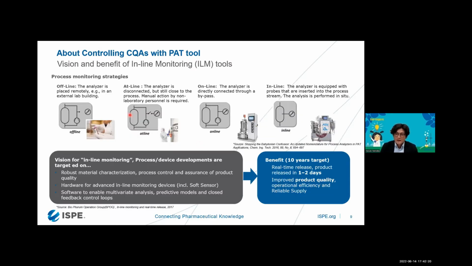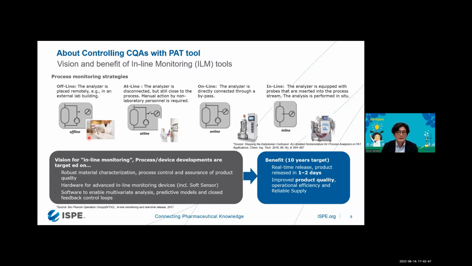In this slide, I will talk about the vision and the benefit of inline monitoring technology. Before starting to talk about it, I'd like to clarify the understanding of the process monitoring technologies. So offline monitoring means that the analyzer is placed remotely in an external lab building, such as a quality control laboratory.